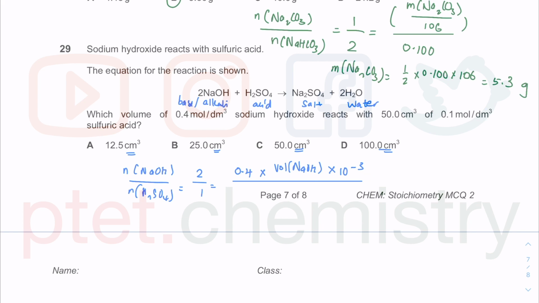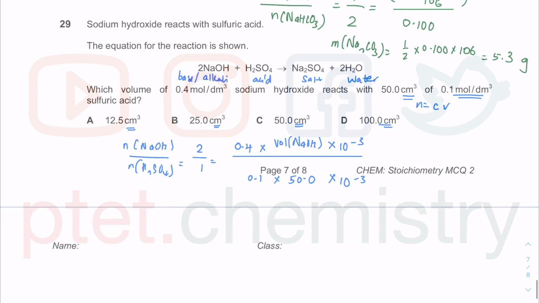At the bottom, we have the mole of sulfuric acid. So n equals CV. Don't forget, the C is mole per dm cube concentration. This is in cm cube. So 0.1 mole per dm cube multiplied by 50.0 cm cube. Convert to dm cube, so times 10 to the minus 3.